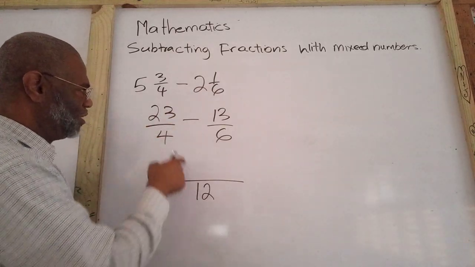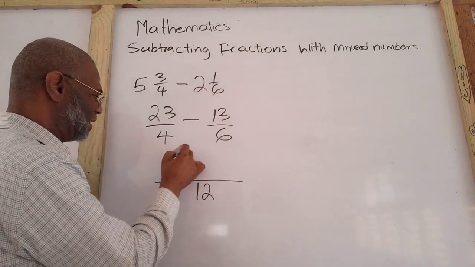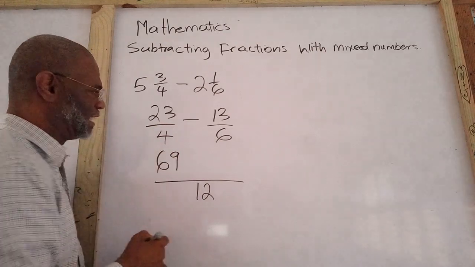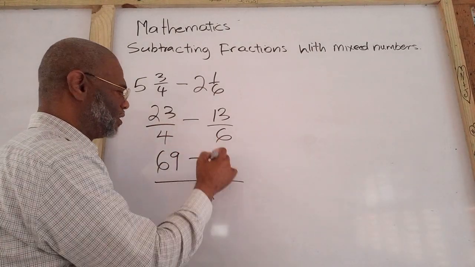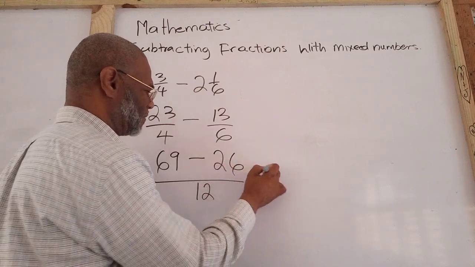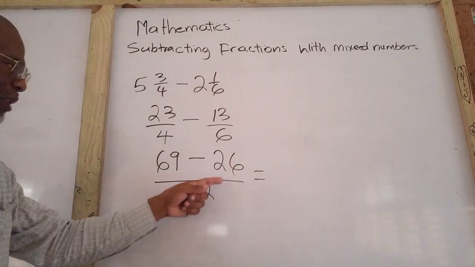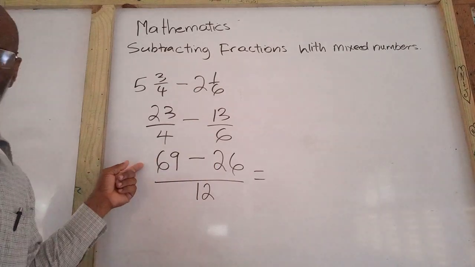4 into 12 is 3. 3 times 23. 3 times 3 is 9. 3 times 2 is 6. So that's 69. Minus 6 into 12 is 2. 2 times 13 is 26. Good. Then we are going to now take 26 from 69.